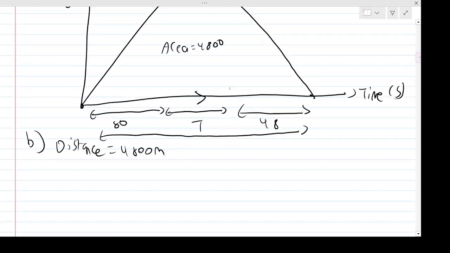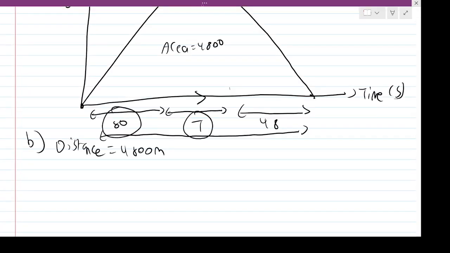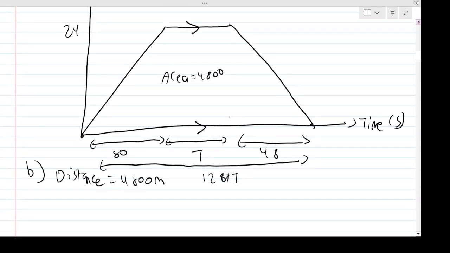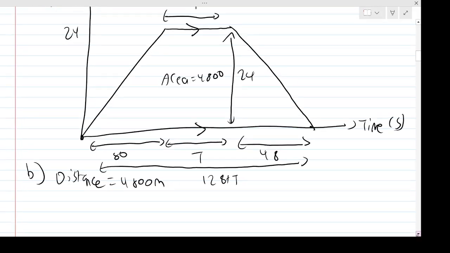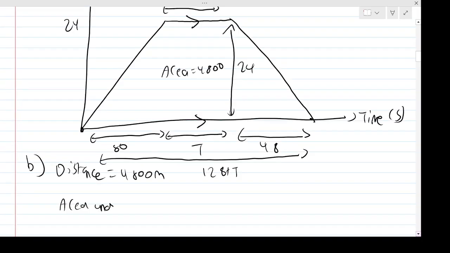If I know the first part is 80 seconds, then t seconds when it maintains constant velocity, then a further 48 seconds when it decelerates, if I add all these together, the total time is just going to be 80 add t add 48. And 80 add 48 is 128. So 128 add t, and that's my bottom side. Then the top side up here is just going to be t, and then my height is just 24.